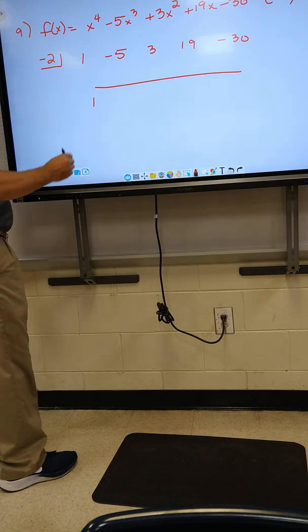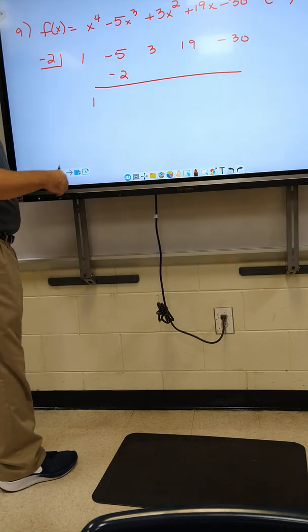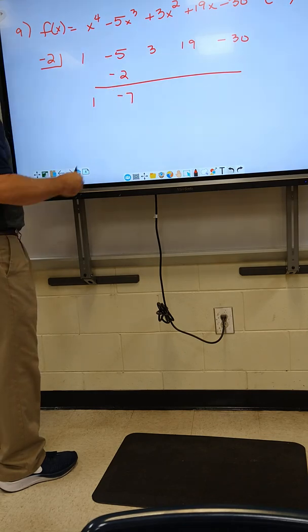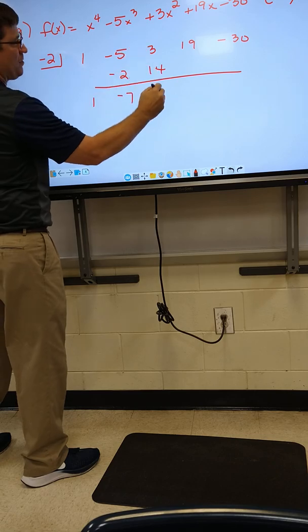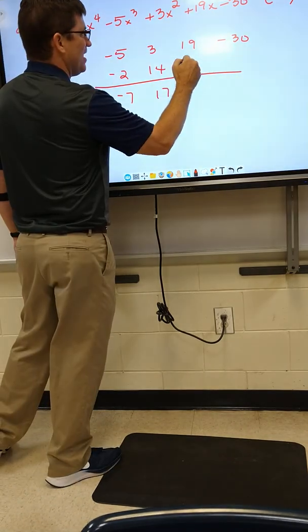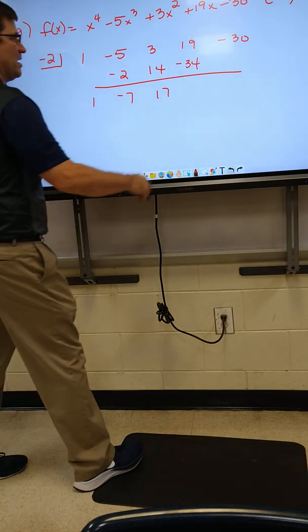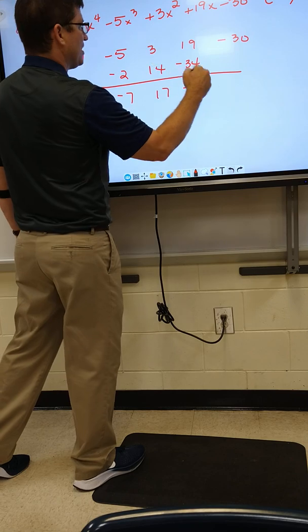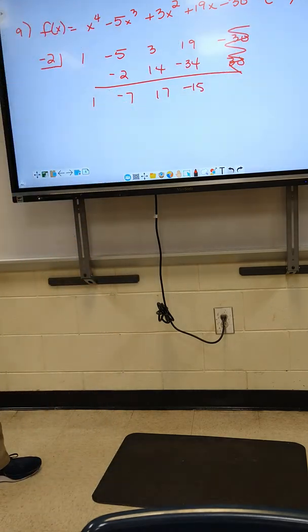All right, so we bring the 1 down to start. Negative 2 times 1 is negative 2. Add them up, I get negative 7. Then I get 14. Add them up, I get 17. Negative 2 times 17 is negative 34. What did y'all get when y'all added those up? Negative 15. And then negative 2 times negative 15 is 30. So look, I know I've done it right because the last column marked out.